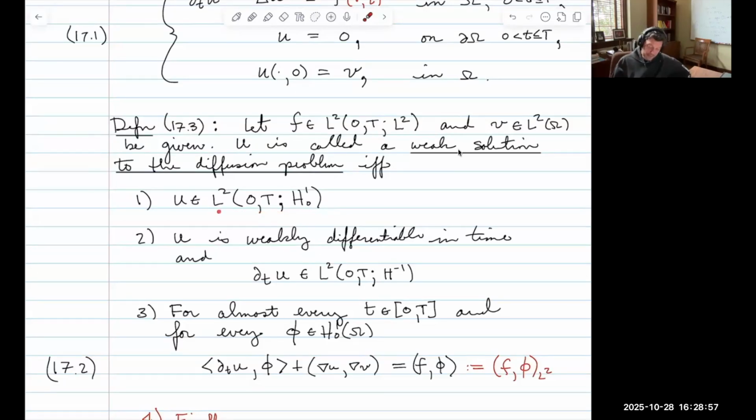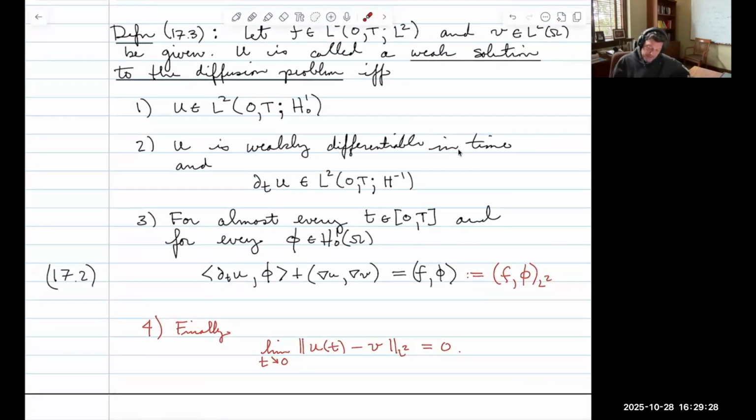It is an L2 function, 0 to T into H01. Also, u is weakly differentiable in time, and its time derivative lives in a similar space, only it has that weird negative index space. So this, we said by definition, was just equal to the dual space of H01. So that's from last time.